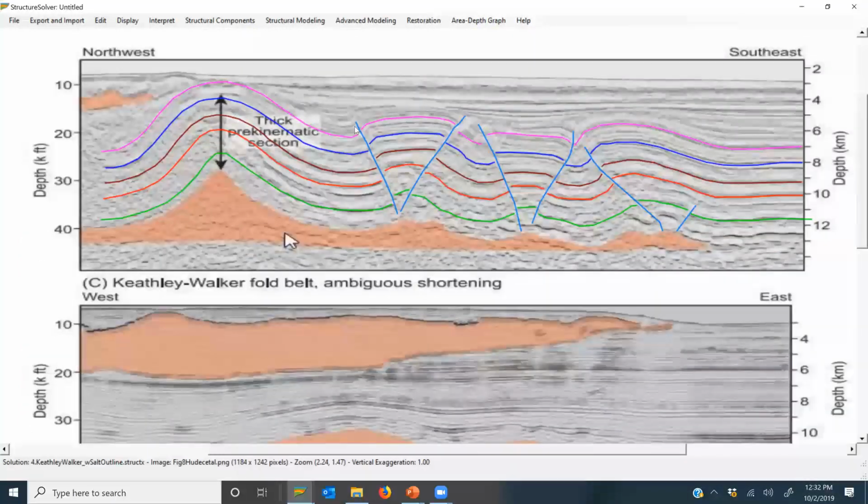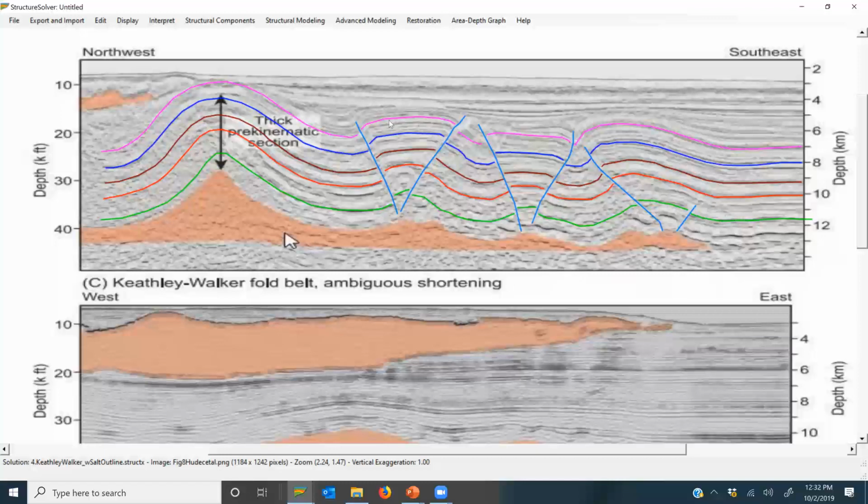the situation of what happens with salt. So, we talked a lot about constant area during deformation. And so what's the implication for something where you actually have salt moving around and messing with the total amount of area that you have in a structure? So this is a Keithley example from the Keithley Walker fold belt from a paper by Hudek.